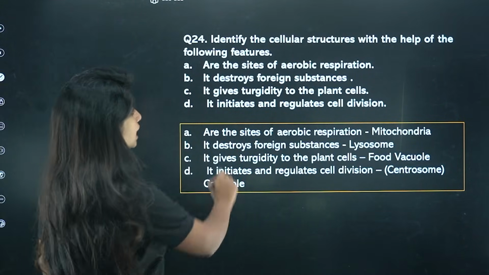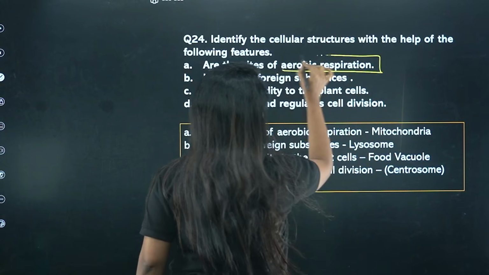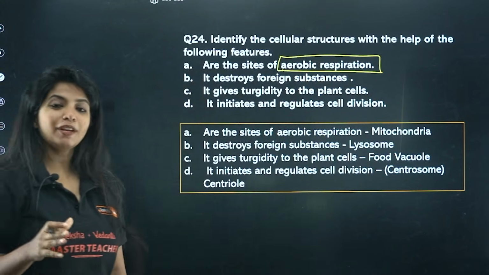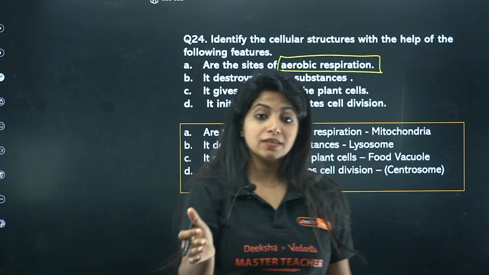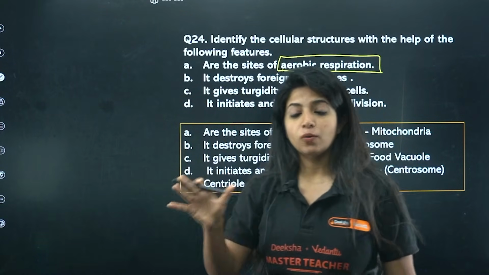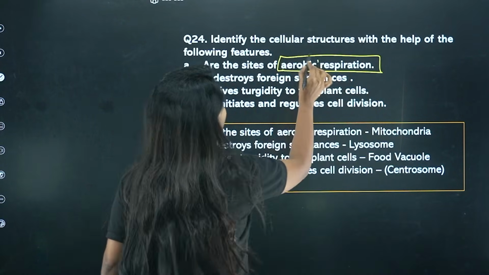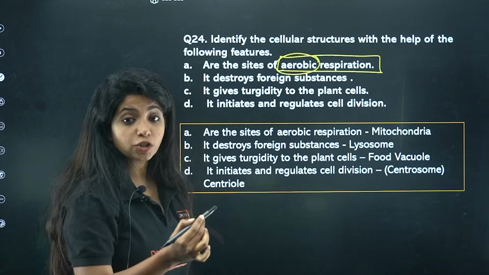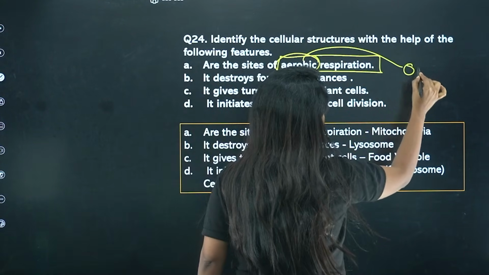So, these are the sites of aerobic respiration. So where does respiration begin from? Respiration begins from your cytoplasm. What happens in the cytoplasm? Glucose is broken down to pyruvate. We all know that, right? Now, if you're talking specifically about aerobic respiration, aerobic respiration means it has to happen in the presence of oxygen.